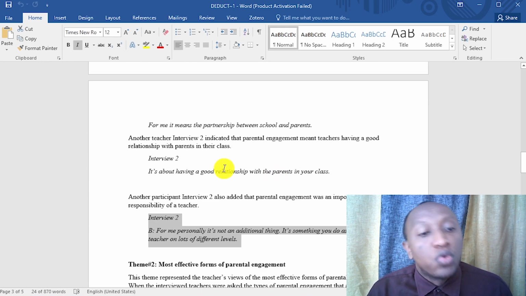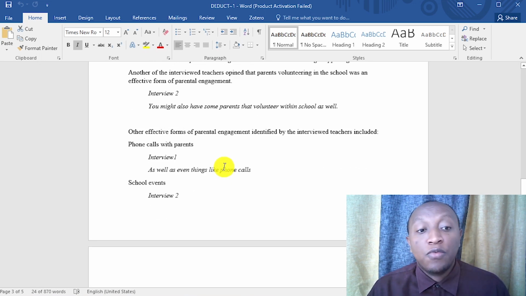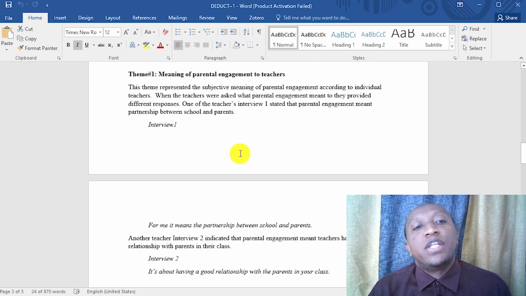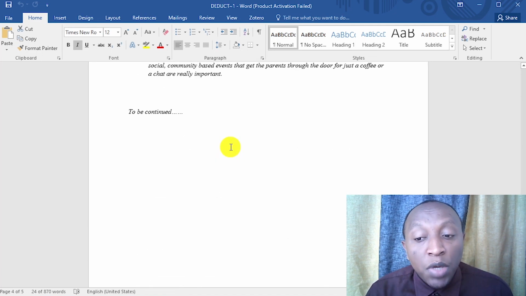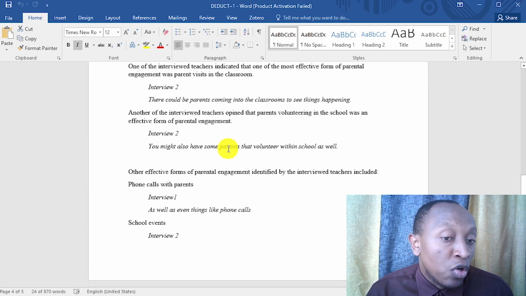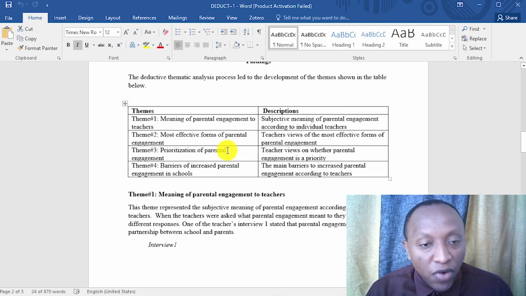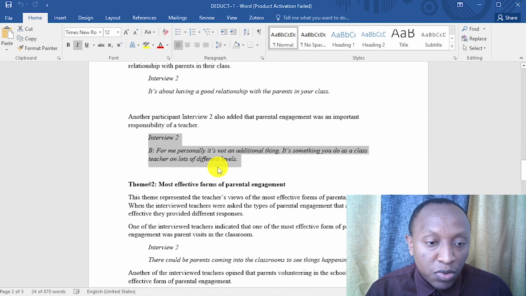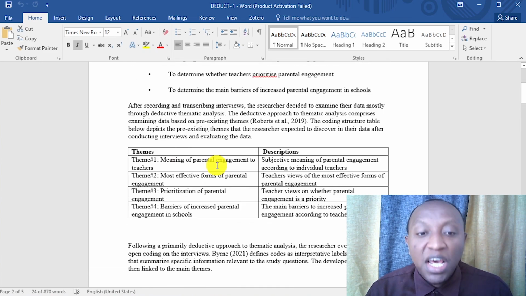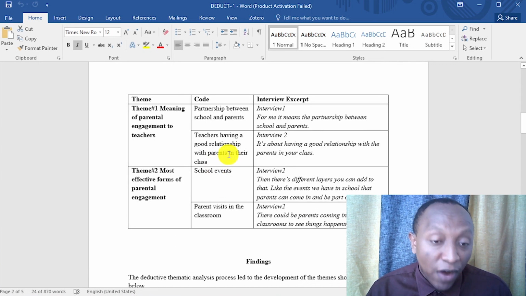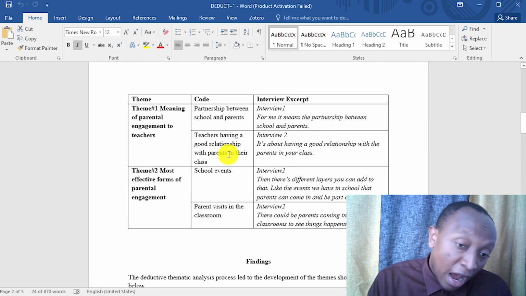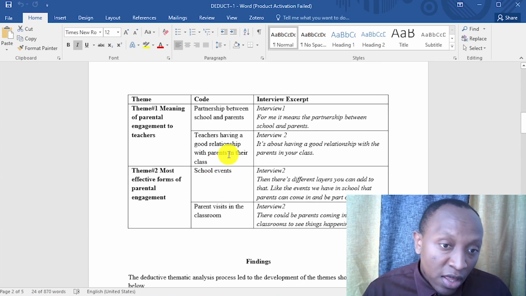So if I was doing this report for my thesis or for my dissertation, I would definitely add more visuals at different points, and the report would be longer because I would now write about all the themes and provide very in-depth descriptions. So this is just a sample, but I hope it will help you to begin writing the findings of your study after conducting the deductive thematic analysis.